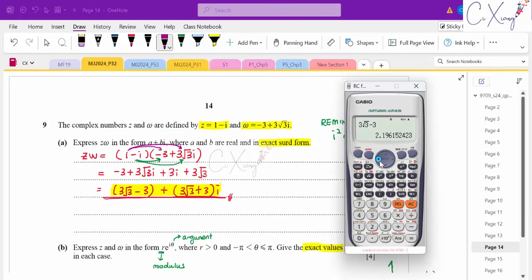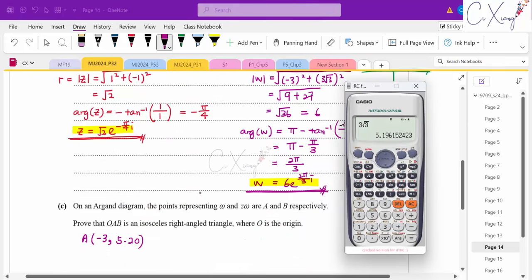Then how about the y coordinate? I think it's around 8.2. Okay, so one is 2.2, then another one is 8.2. Okay, so 2.2 and 8.2 for the point B, which is that ZW.